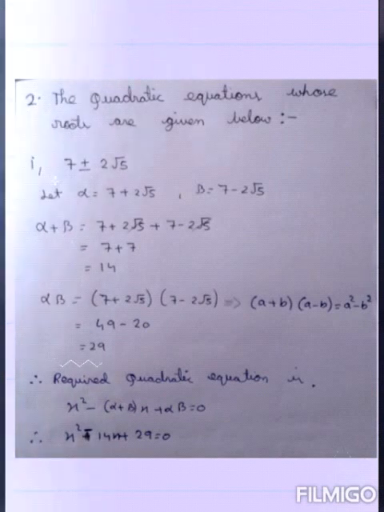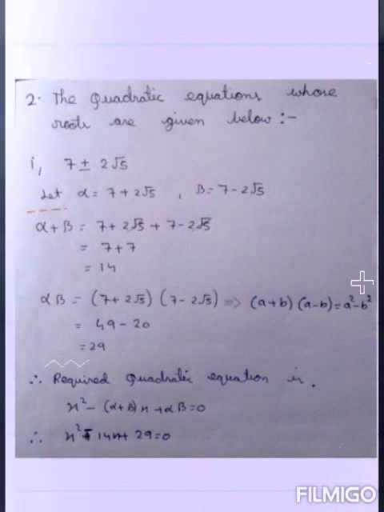So moving into the next type, the quadratic equations whose roots are given below. In the previous type, the question was to find the roots for an equation. In that question the equation is given and they asked us to find roots, and in this type they gave us roots. See, 7 plus or minus 2 root 5 means one root is 7 plus 2 root 5 and another root is 7 minus 2 root 5, and they are asking us to find the equation.